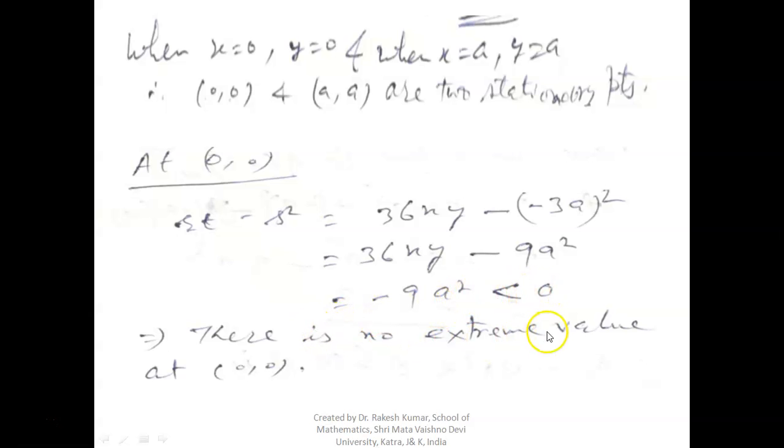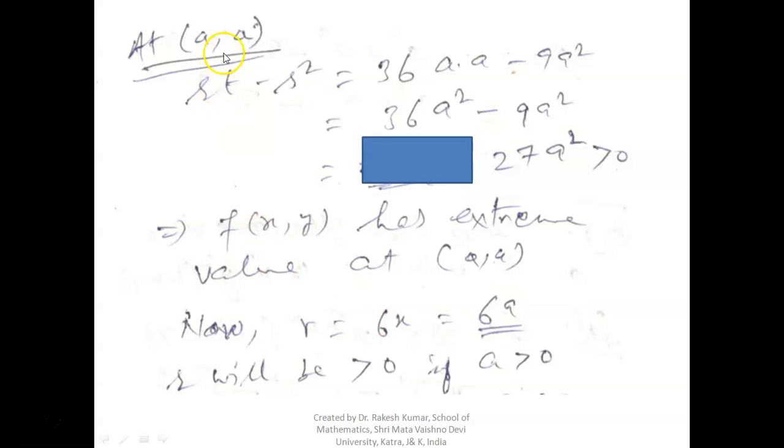Therefore there is no extreme value at 0, 0. Okay, the next point is a. So for this, rt minus s square is 27a square, which is greater than 0, and therefore f(x,y) has an extreme value at point a. Now let's check.